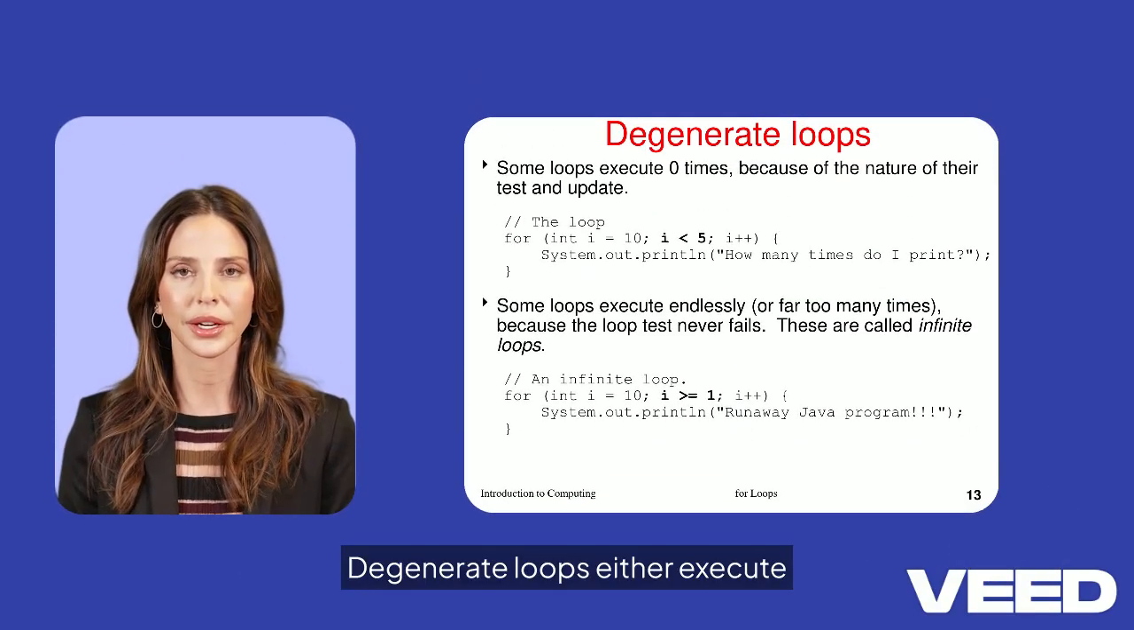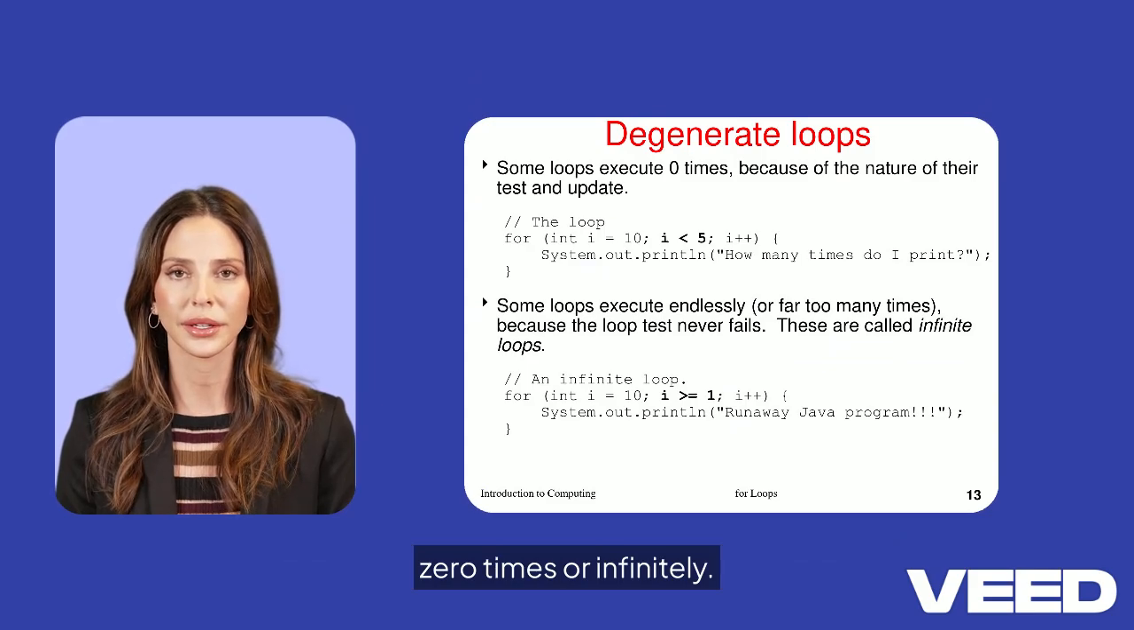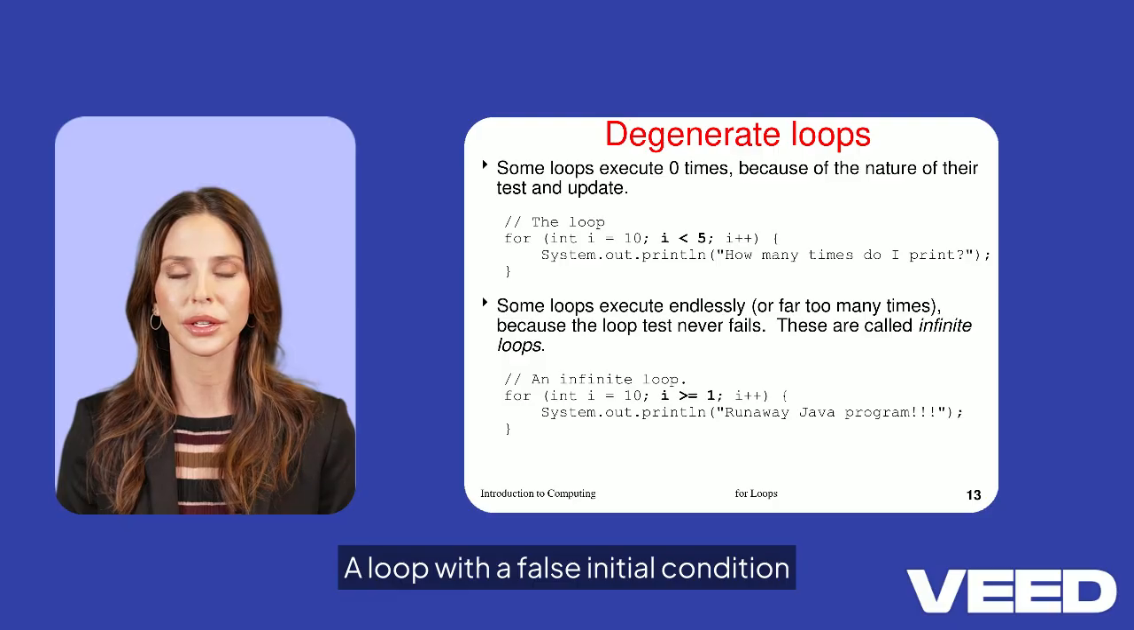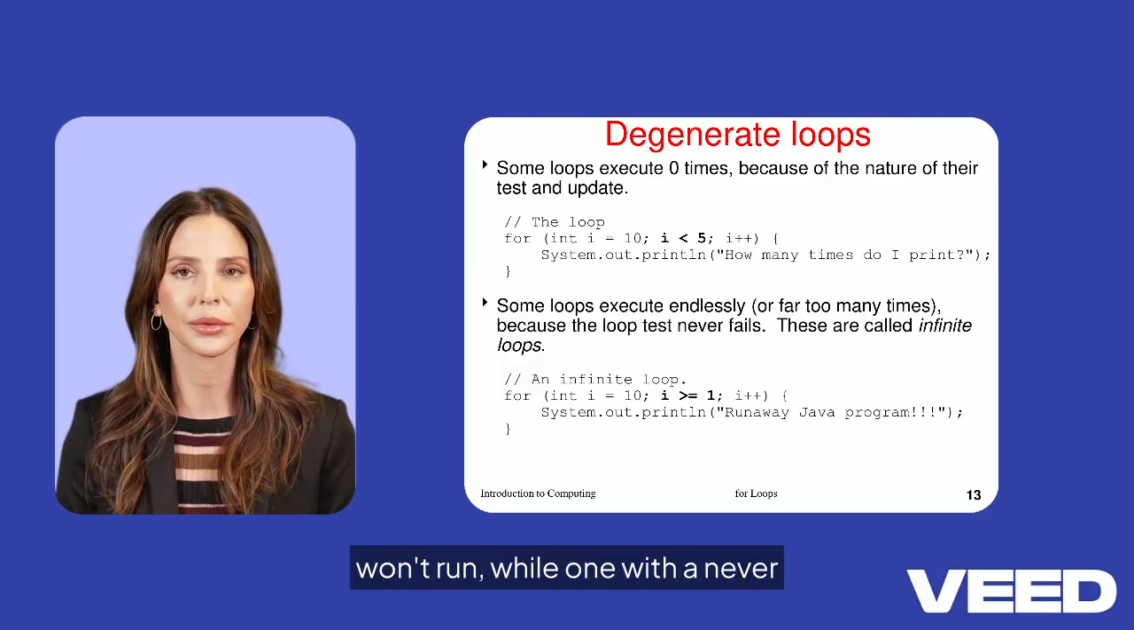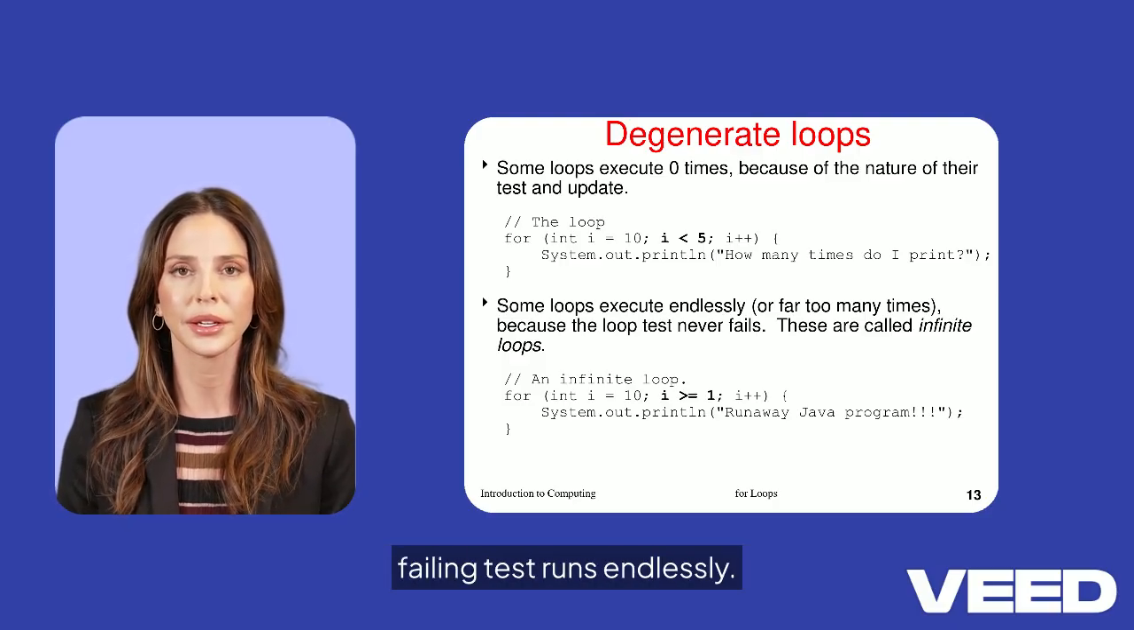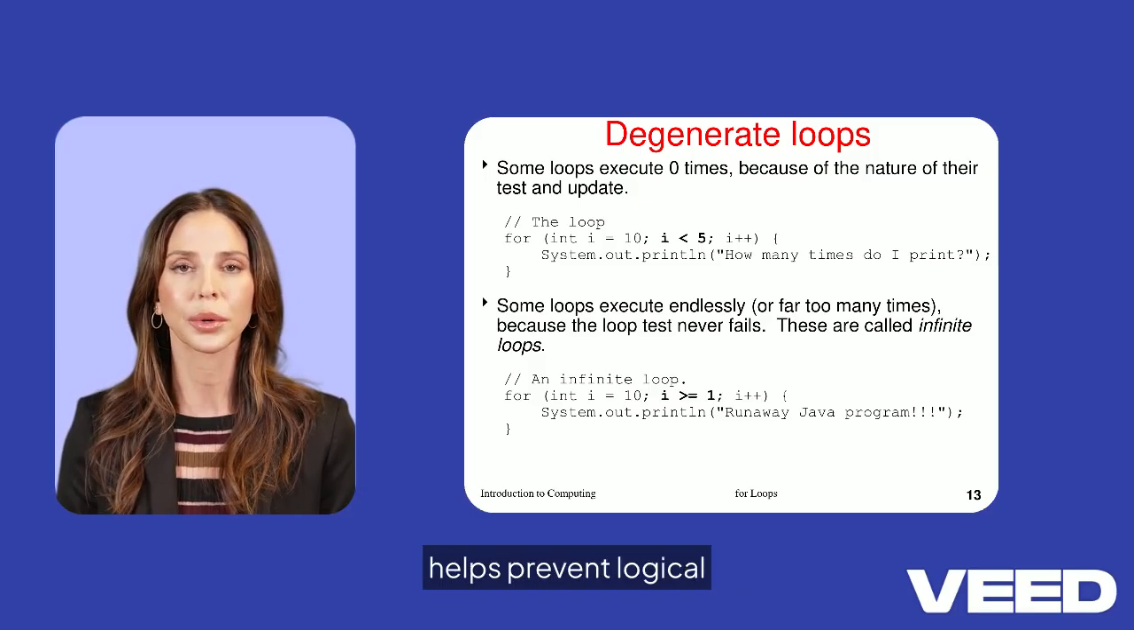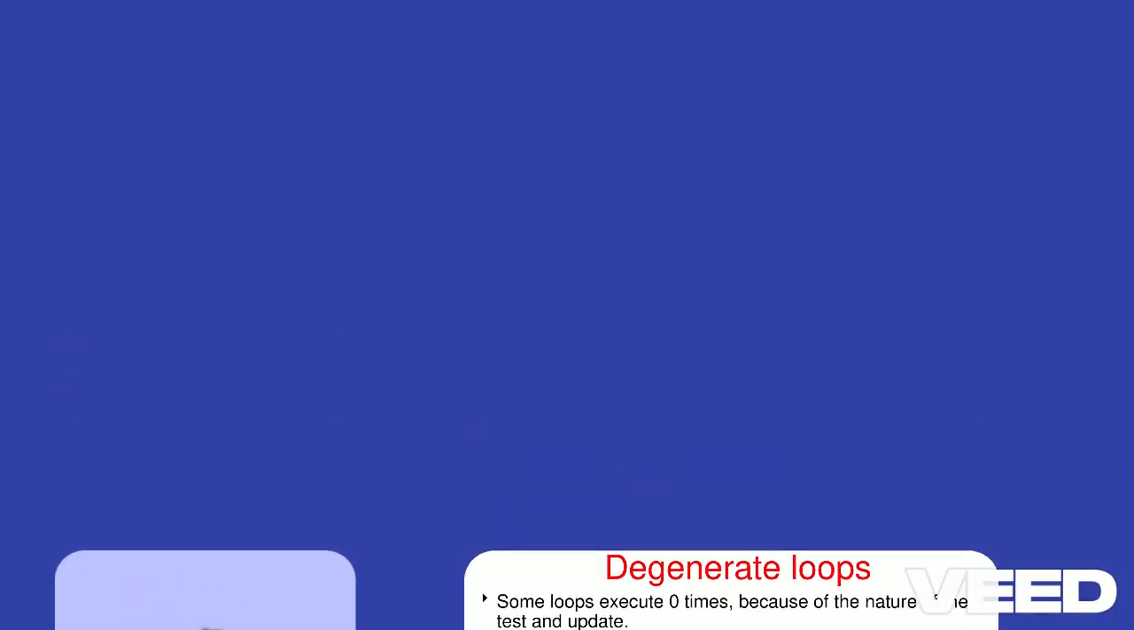Degenerate loops either execute 0 times or infinitely. A loop with a false initial condition won't run, while one with a never-failing test runs endlessly. Understanding these scenarios helps prevent logical errors in loop design.